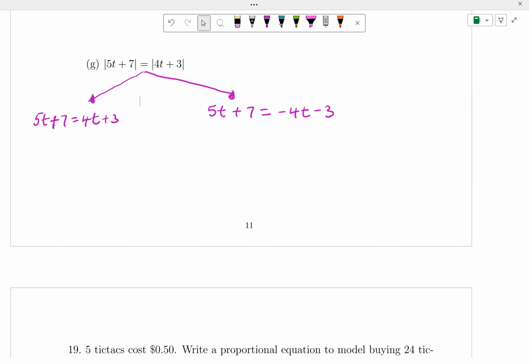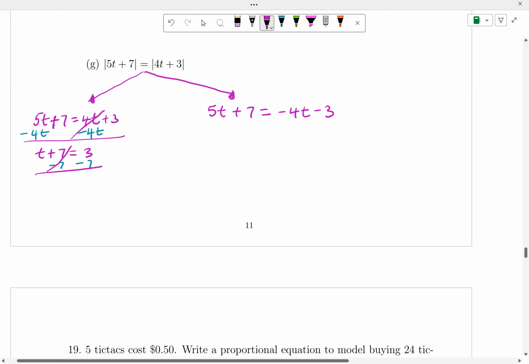Okay, so now we are going to focus on each one individually. Let's solve the first equation. Start off by subtracting 4t from both sides. Those are going to cancel. So t + 7 = 3. And then, of course, you're going to subtract 7 from both sides. And then you're going to have t = -4 for that first answer. And we're done with that.